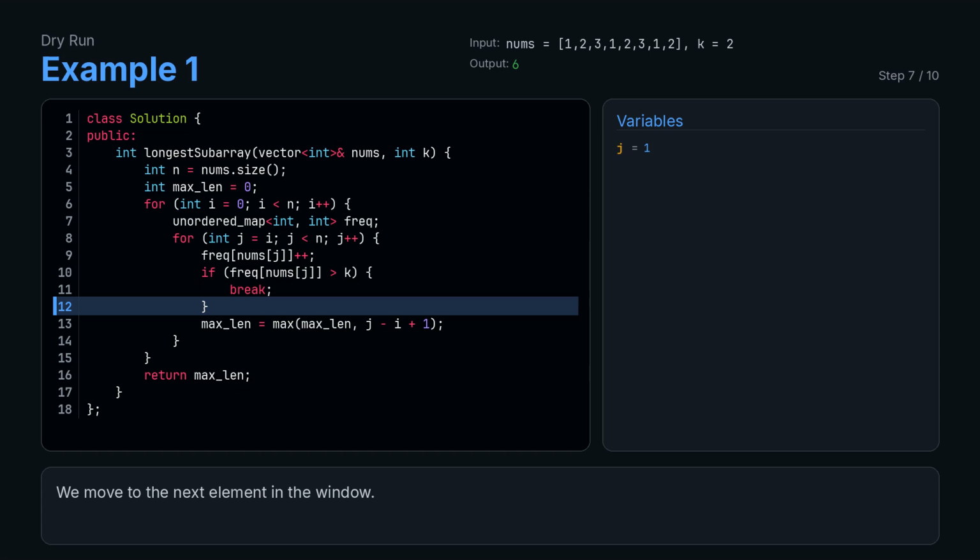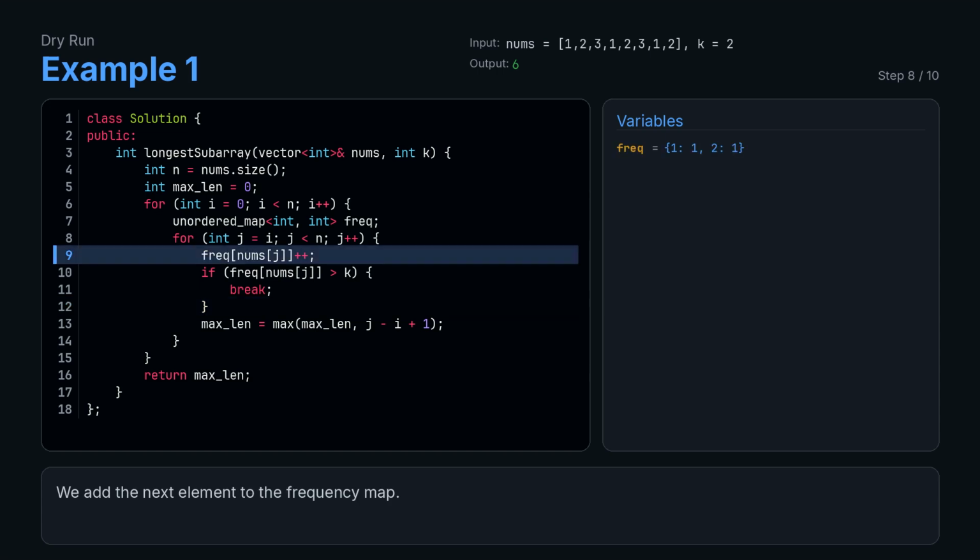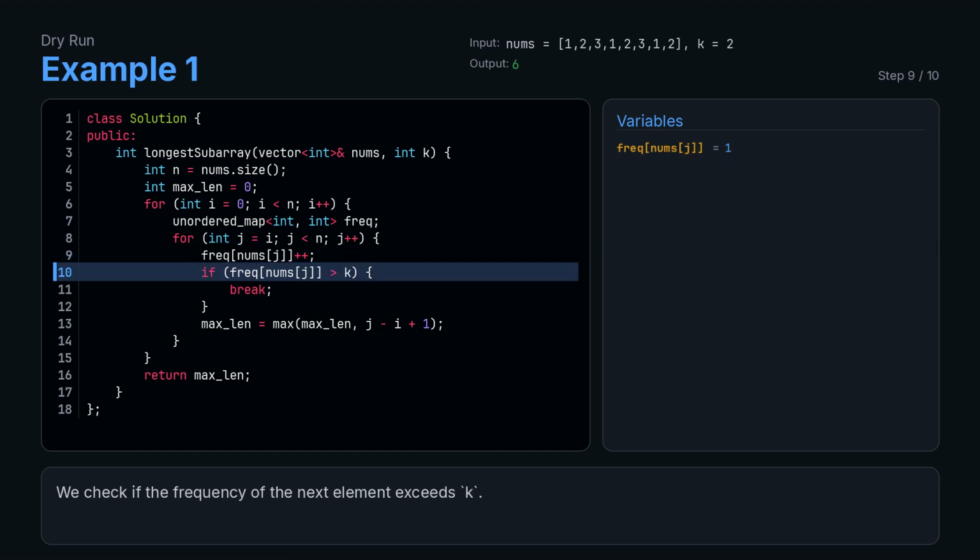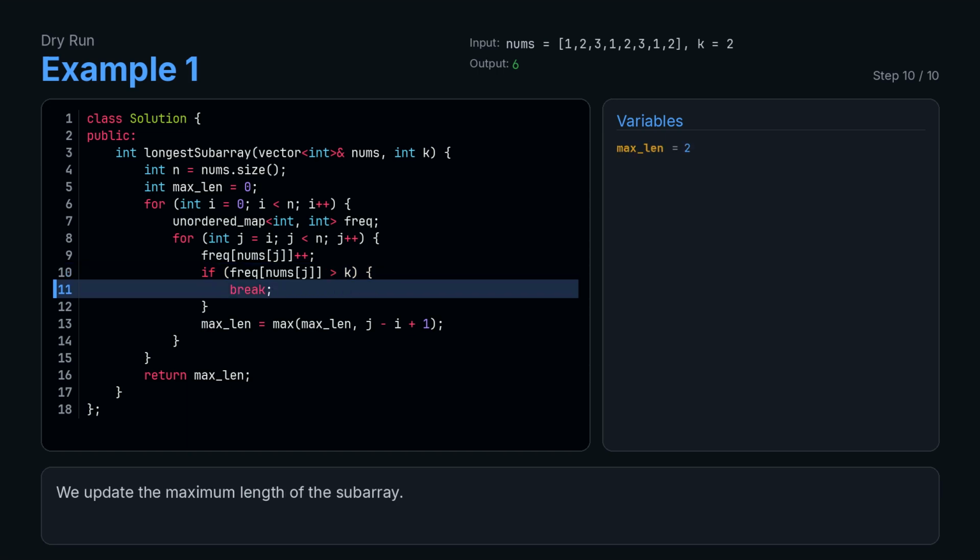We move to the next element in the window. We add the next element to the frequency map. We check if the frequency of the next element exceeds k. We update the maximum length of the subarray.